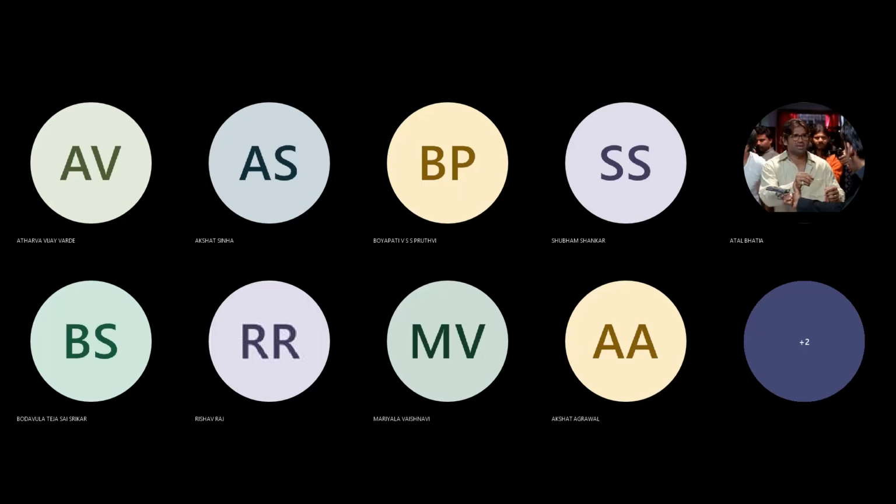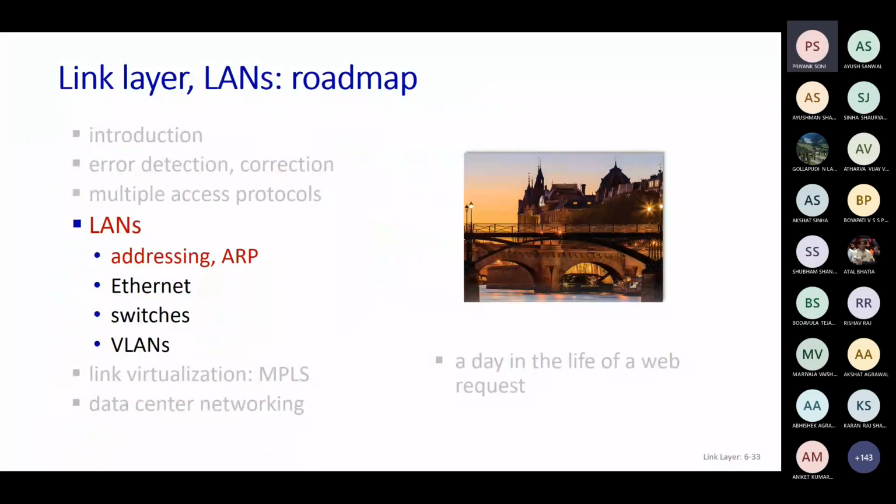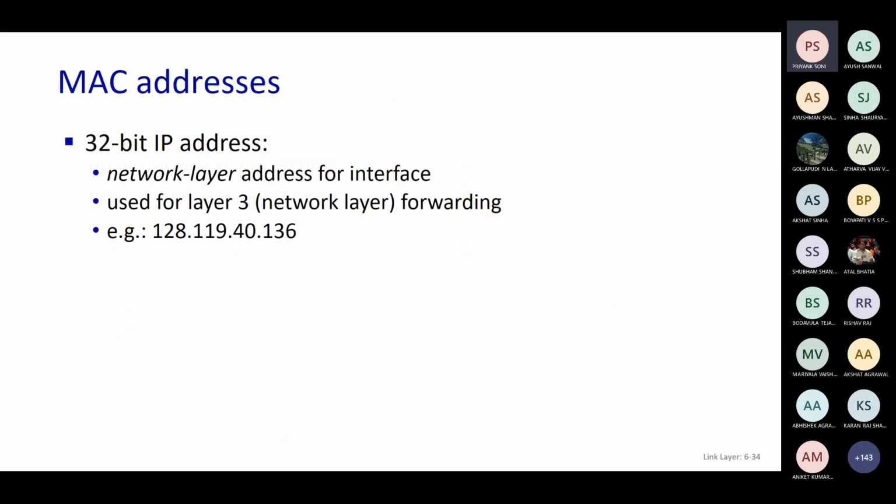Okay, so in the last class, we had learned up to multiple access protocols. We had learned what the different types of MAC protocols are and where they can possibly be used. So today we are going to start with LANs, or local area networks.